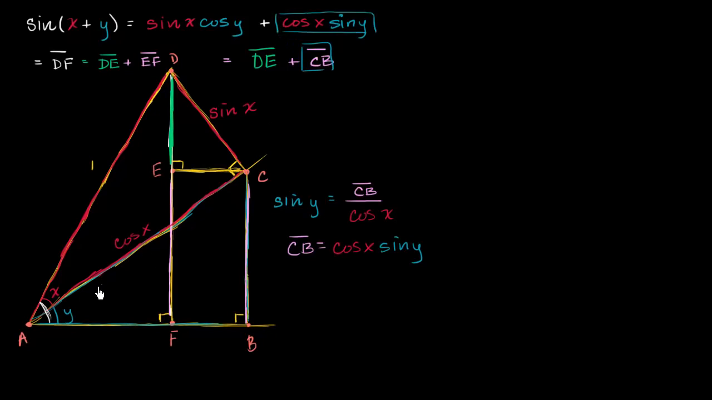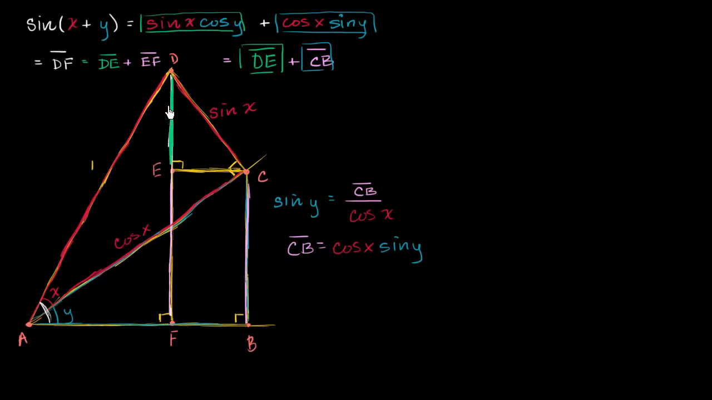So to complete our proof, we just need to prove that this thing is equal to this thing right over there. If that's equal to that and that's equal to that, well, we already know that the sum of these is equal to the length of DF, which is sine of x plus y. So let's see if we can express DE somehow.